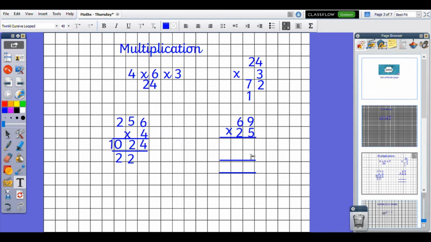And then finally, we've got a long multiplication. So remember, the first thing we do is we put that placeholder in on the second row, because remember, the number we are timesing by is 10 times bigger, which is why we use the placeholder to make our number 10 times bigger.